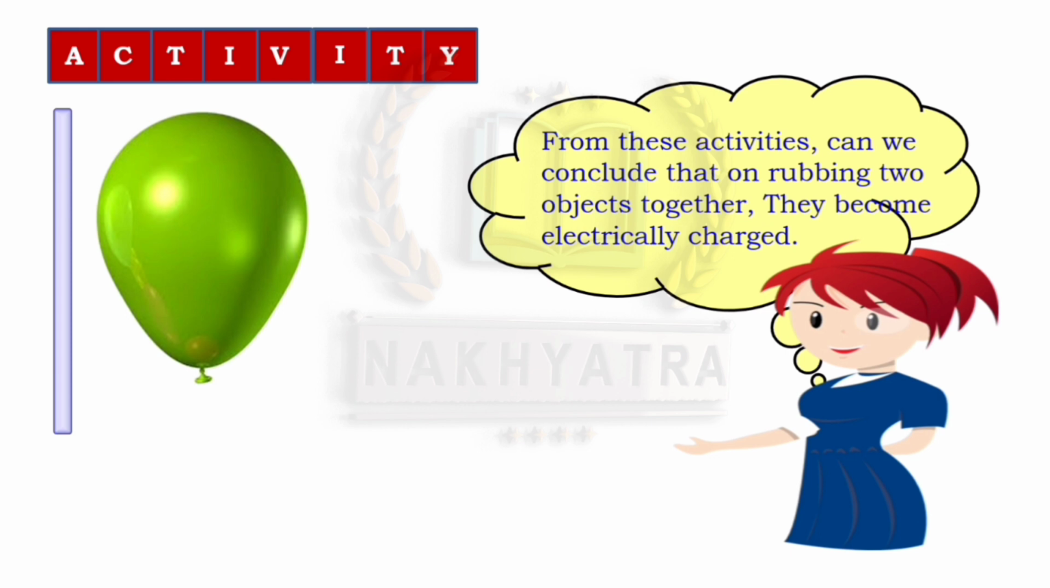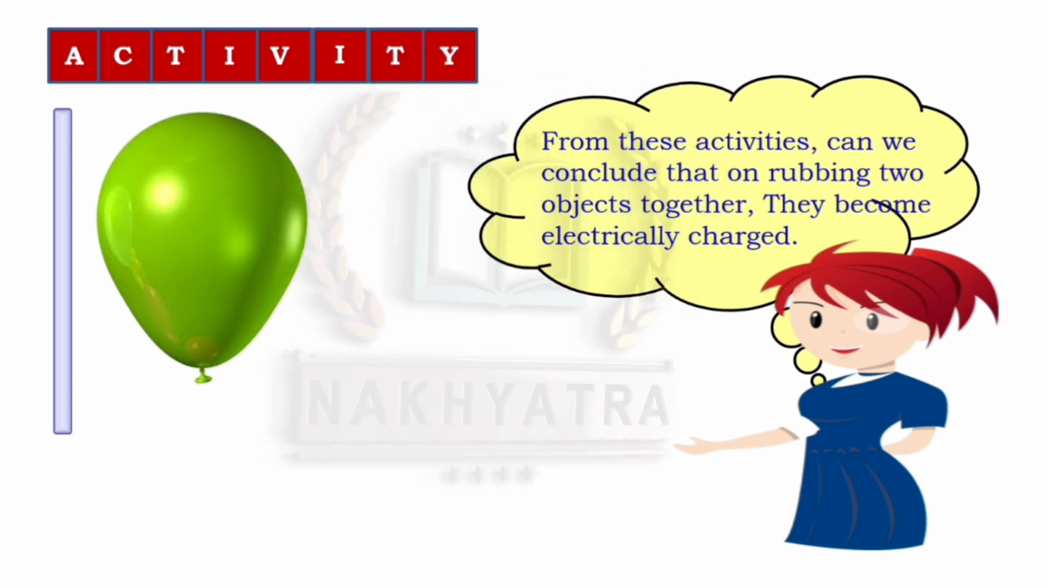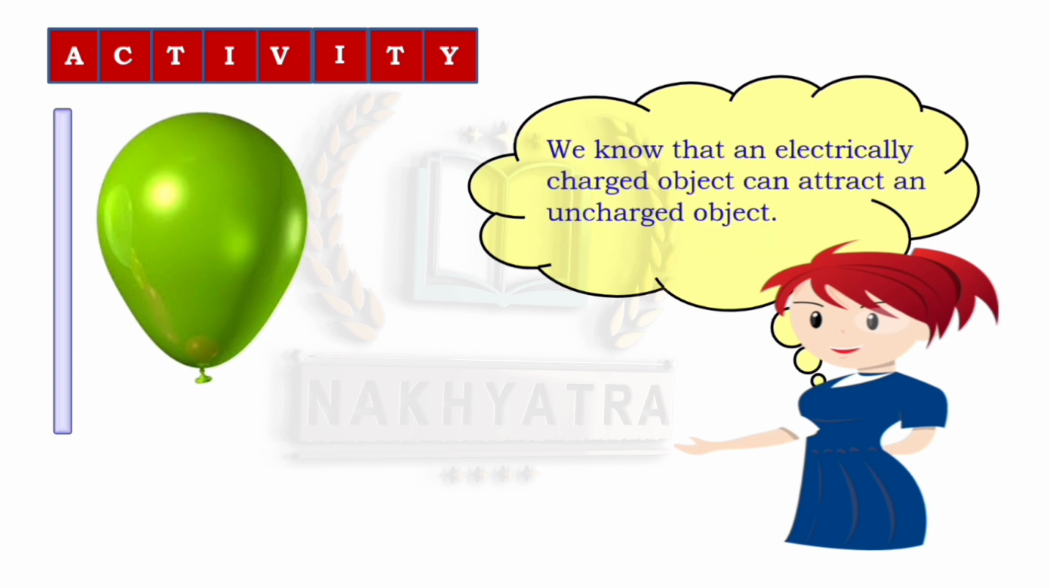From these activities, we can conclude that on rubbing two objects together, they become electrically charged. Here the charged objects are the glass rod and the comb, because they were rubbed with other objects. Now we know that an electrically charged object can attract an uncharged object. In both experiments, the uncharged objects are the balloon and the pieces of paper.